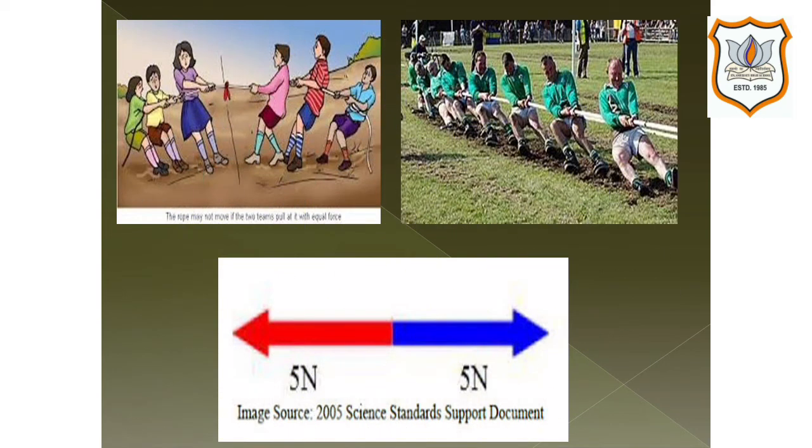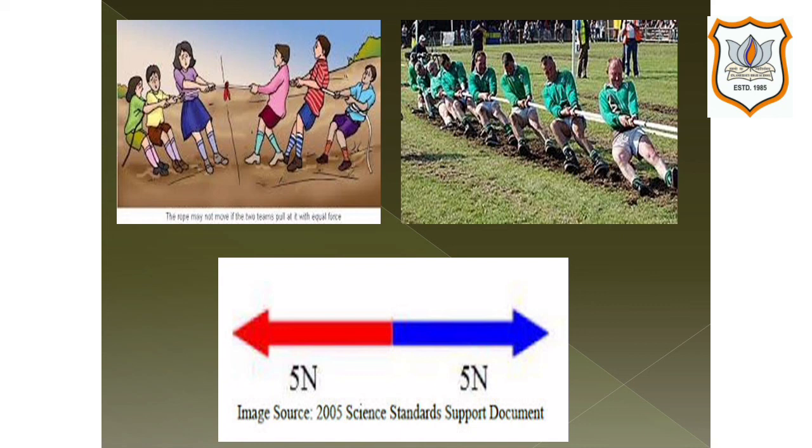Now students, according to the third condition, if the two forces applied to an object are equal in magnitude, just like in tug of war, where the two forces applied on either side of the rope are of the same magnitude, then the net force will become 0 or nil.